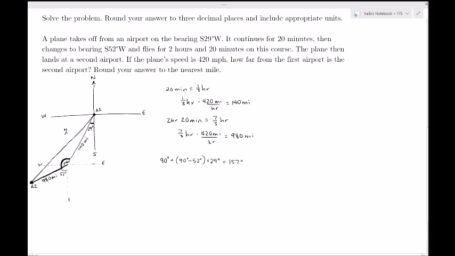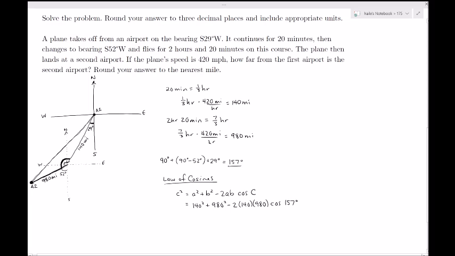So now we can use our law of cosines. The law of cosines is c squared is equal to a squared plus b squared minus 2ab cosine of the angle C. So we're going to take our angle C to be that 157 degree angle. So let's go ahead and plug in what we have. So we have 140 squared plus 980 squared minus 2 times 140 times 980 times the cosine of 157 degrees.